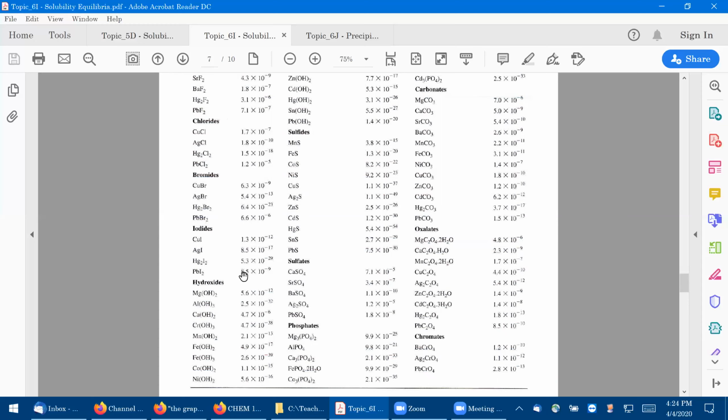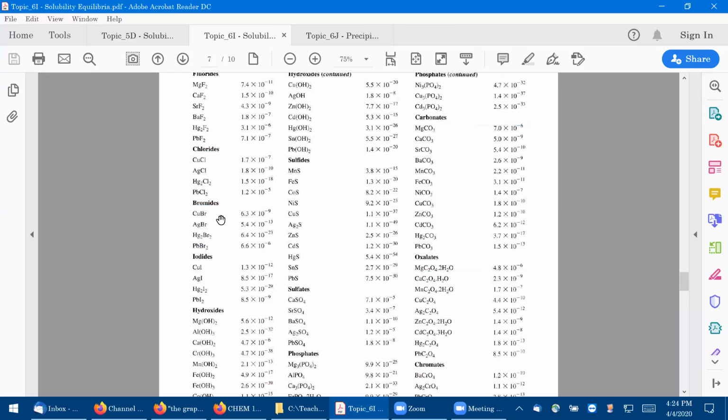But I can't compare, for example, lead chloride, right here, to copper chloride, because the stoichiometries are different. As we just saw, the lead chloride forms 3 ions, copper chloride forms only 2, and that affects the numerical value of the KSPs, as we just looked at when we compared iron hydroxide and lead chloride in the previous figures.